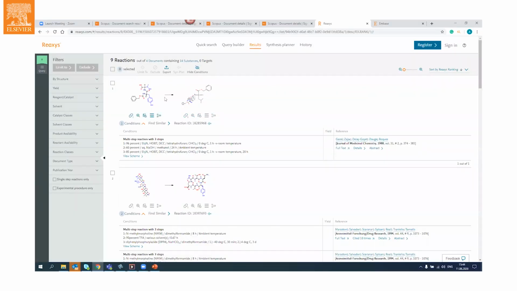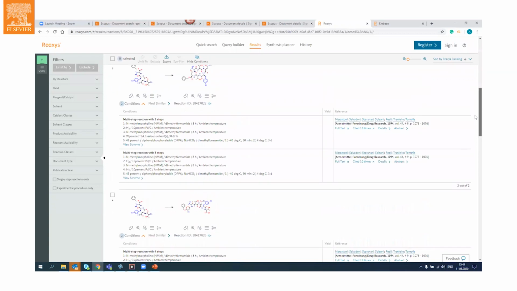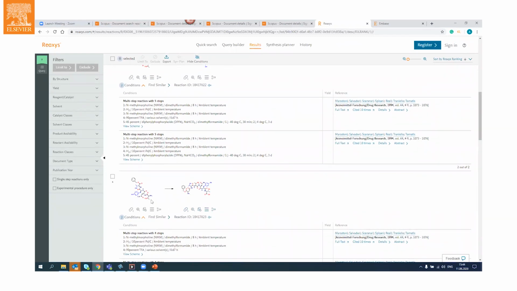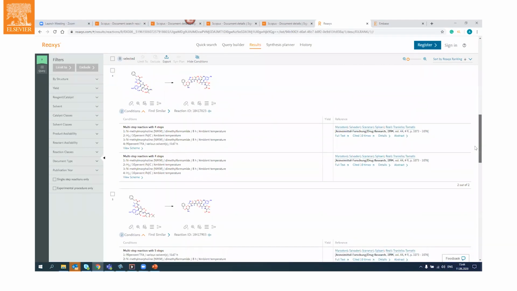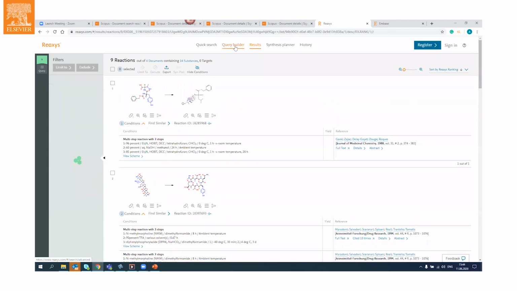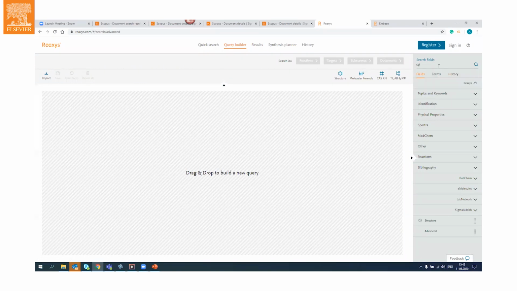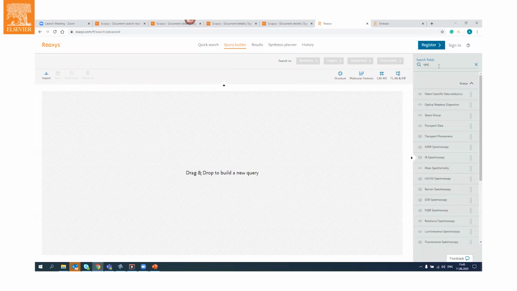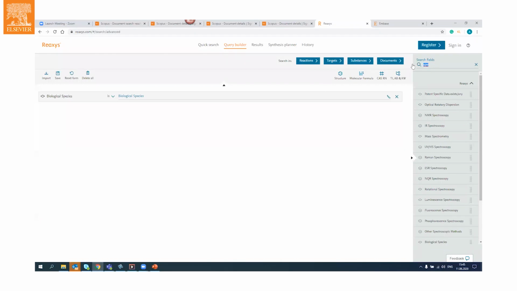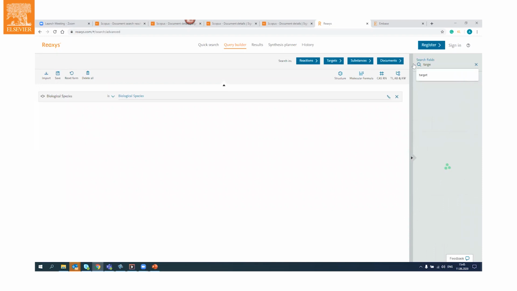Let's see. As I promised to you, Reaxys brings us the result where we can see that the hydroxyl group was oxidized to keto group. But right now, let's focus on our species. Biological species and target.